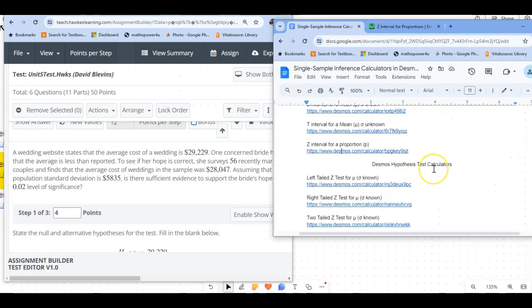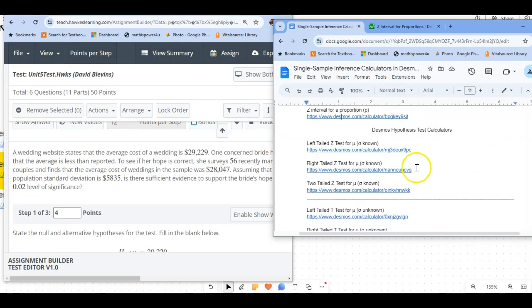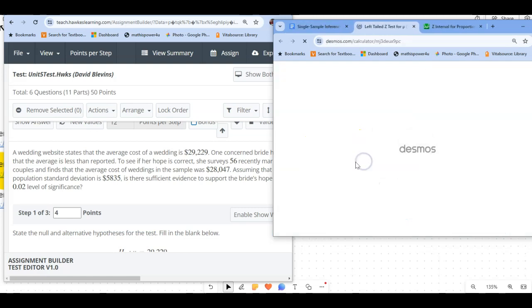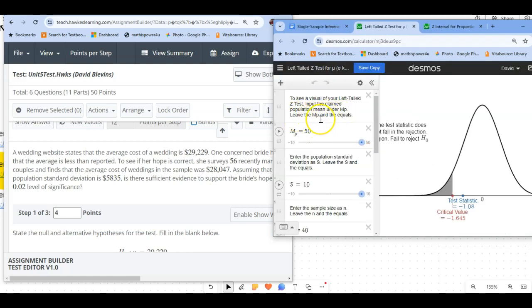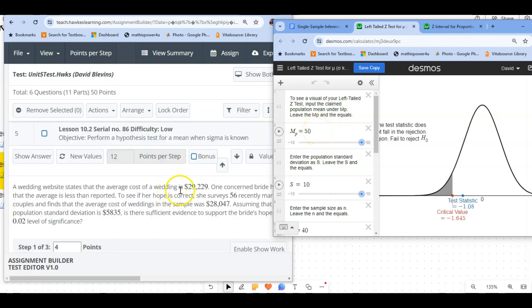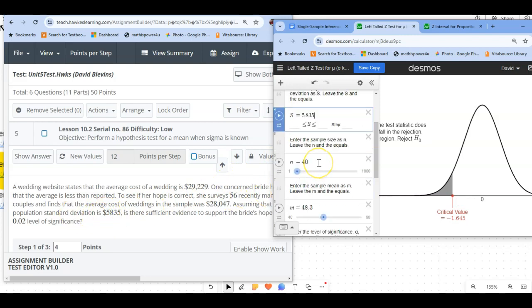So there's my hypothesis test calculators. This is about a mean, right? But it's a z-test because the standard deviation is known. So this is a left-tailed z-test for a mean. So I click that calculator. MP is the claim value, so that's the 229. The population standard deviation is this number, 5835. Sample size this time was 56. And then M.